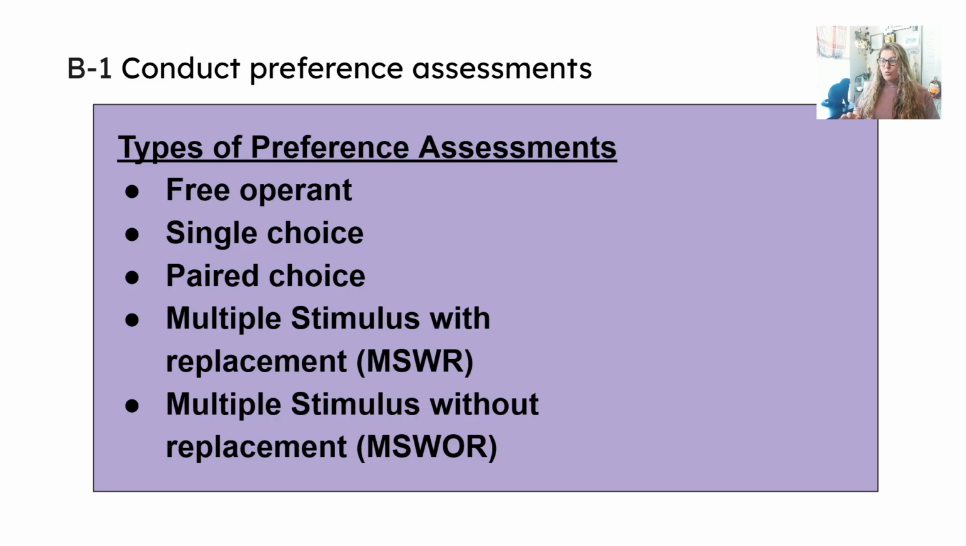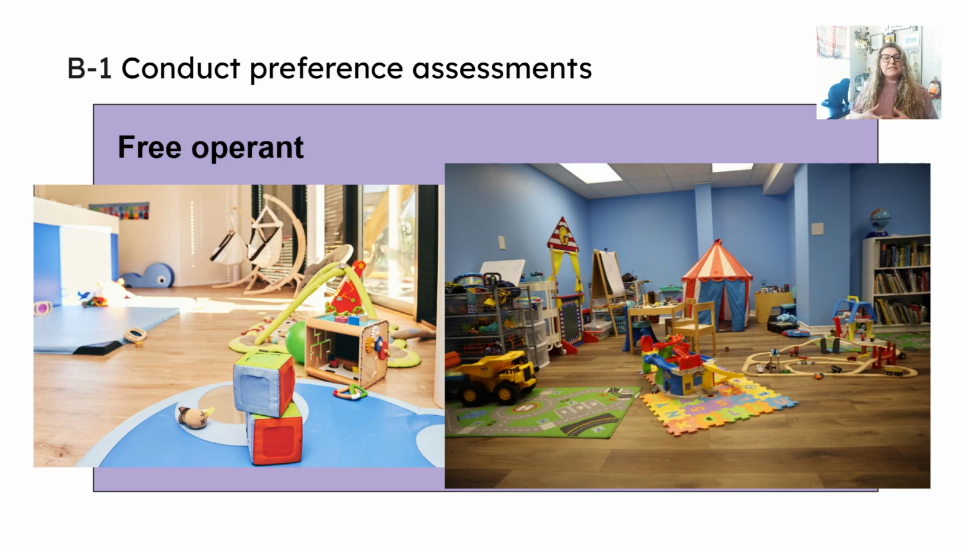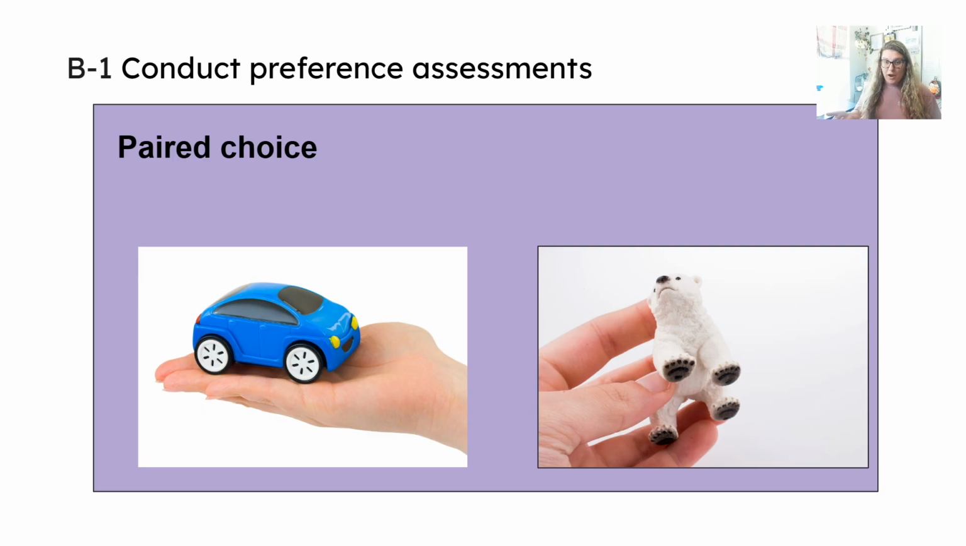replacement. So for free operant, think of a playground or a playroom where you have a bunch of toys that are free for a kid to play with, right? They can pick up anything. So when you're using free operant, you're really just seeing what they're touching, what they're playing with, and how long, without really being in their space. You're just seeing what's happening in their natural environment. And then you have your paired options. That's where you have two things and you say, choose one, and then they choose one.